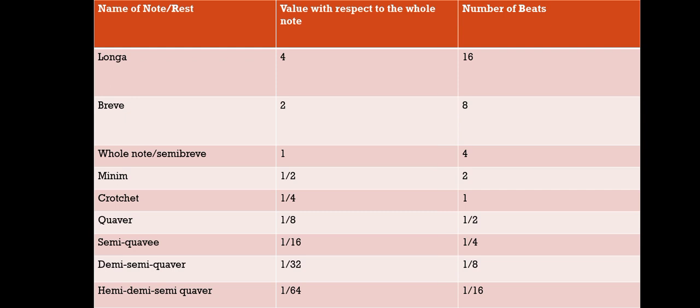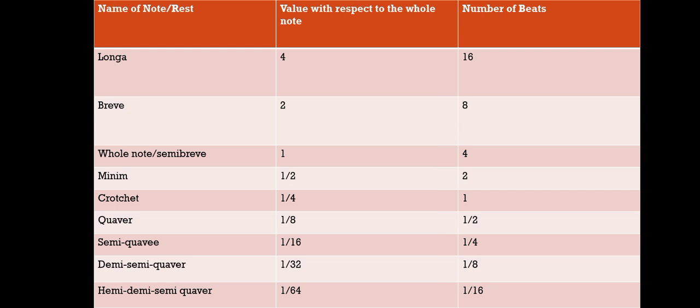The number of beats is different from the note's value. The longa note is called the 4th. The breve is called the 2nd. The whole note is just whole. Whole means 1. The minim is a half of the whole. The crotchet is a quarter. The quaver is 8th. Semiquaver is 16th. Demisemiquaver is 32nd. And hemidemisemiquaver is the 64th.